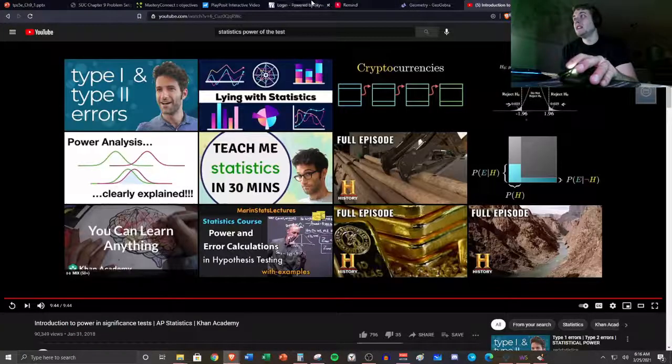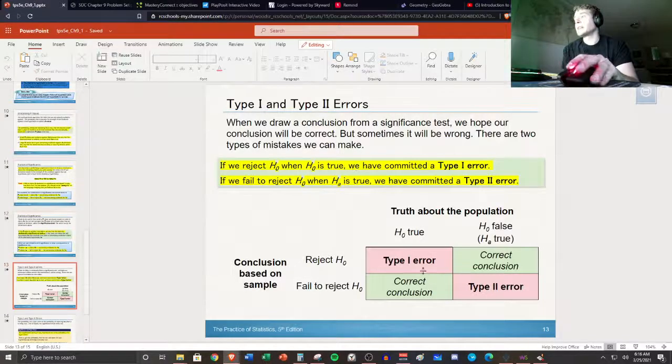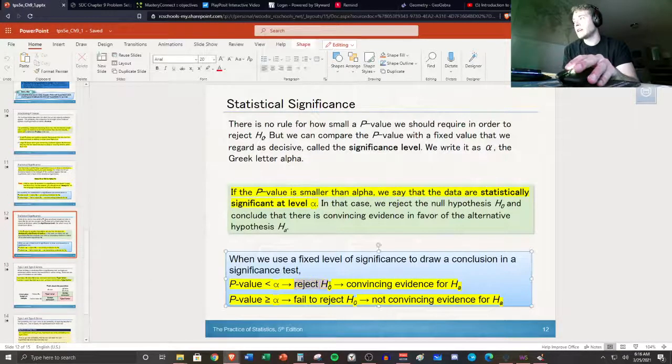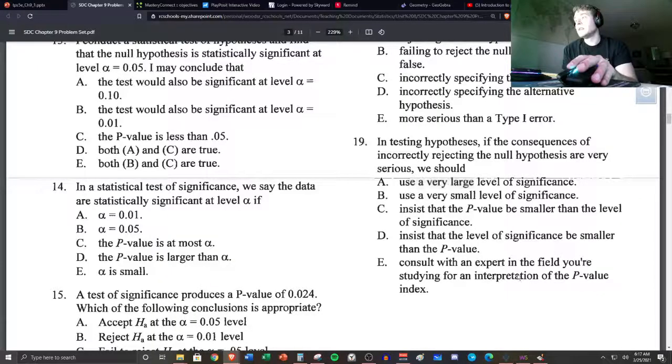So this question here is saying, in testing a hypothesis, if the consequences of incorrectly rejecting the null hypothesis are very serious, we should do what? Well, how do we reject the null hypothesis? Go back to our chart. What causes us to reject H0? Well, we said right here, the p-value needs to be smaller than alpha, right? We want a very small p-value, okay?